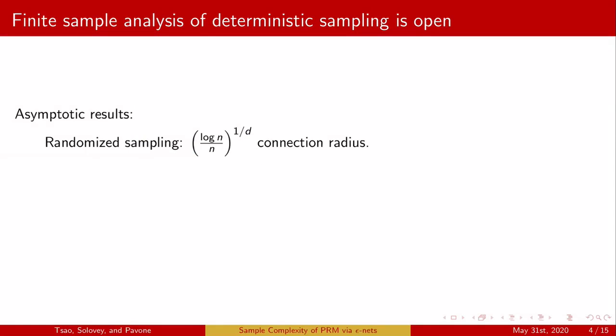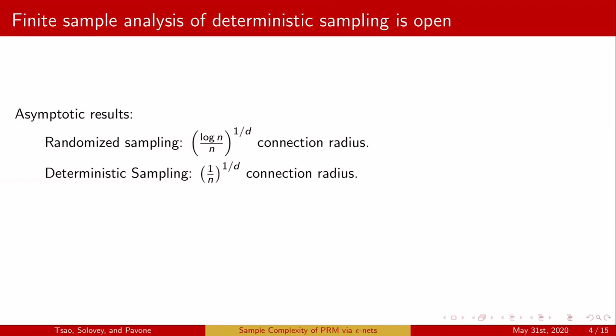Probabilistic roadmap has been studied extensively in the past, and the first studies of this algorithm were of the asymptotic flavor. So they showed that using random samples and a particular connection radius, as the number of samples goes to infinity, PRM will always find a path whose length is converging to the optimal path length.